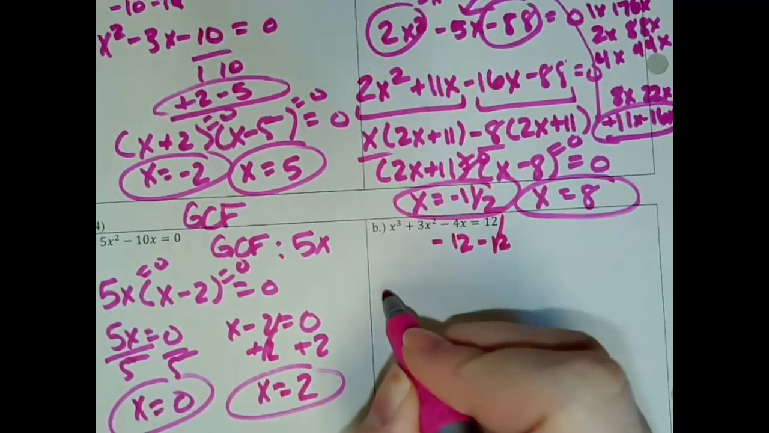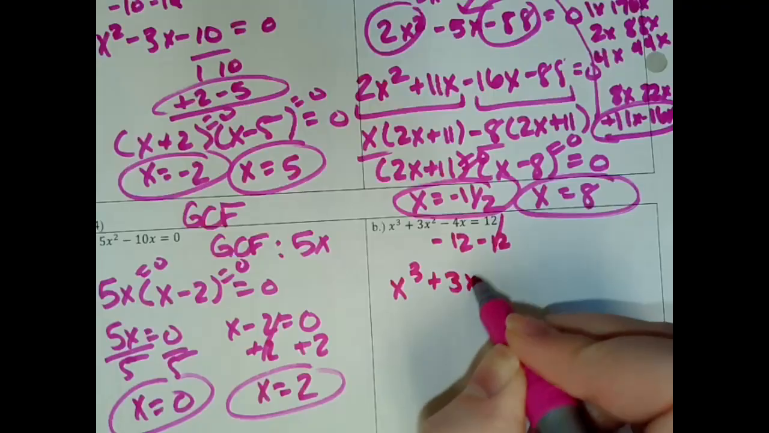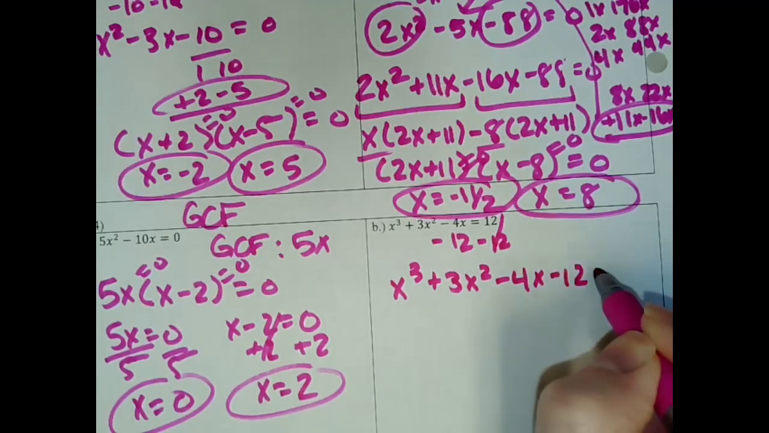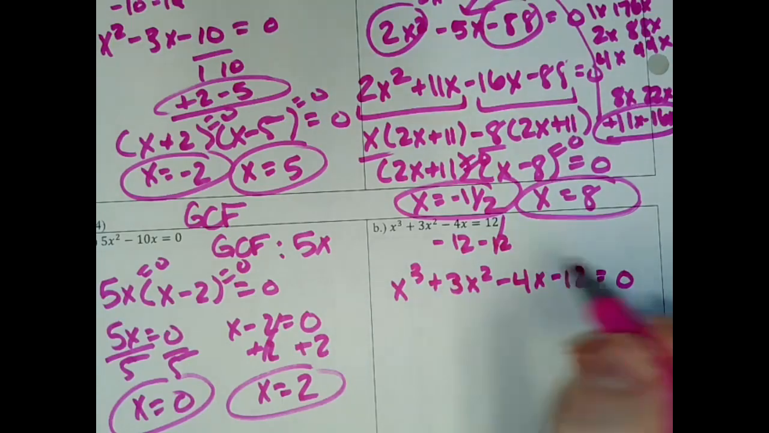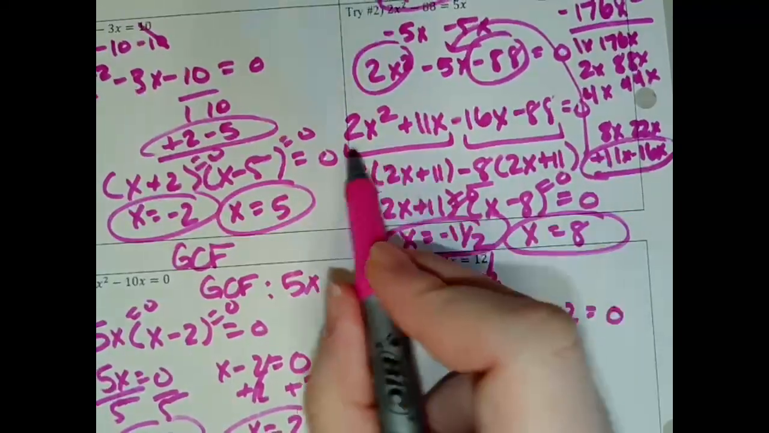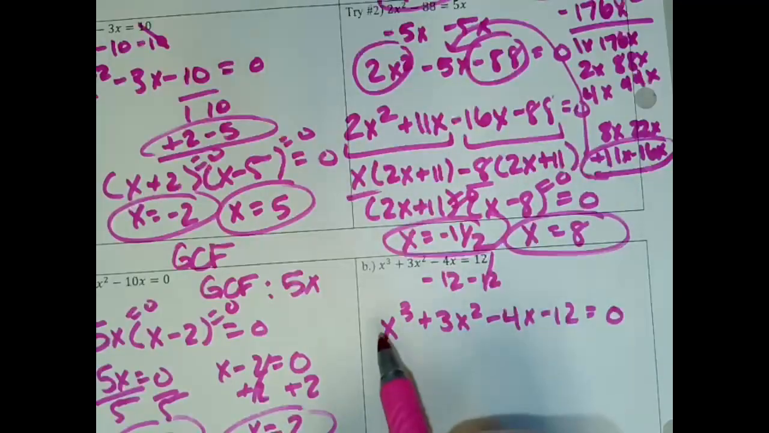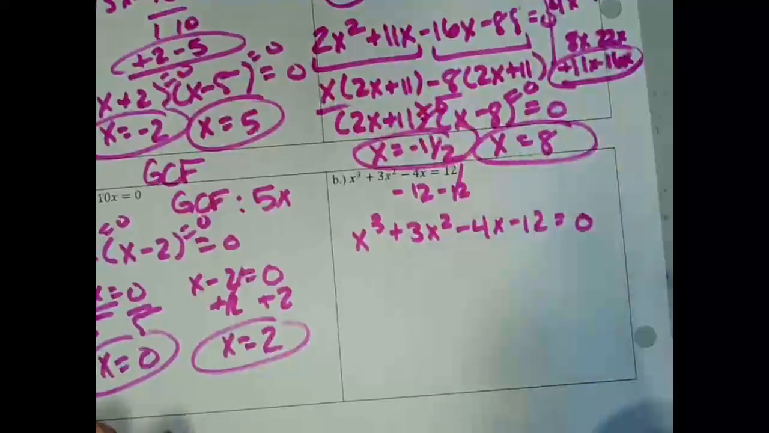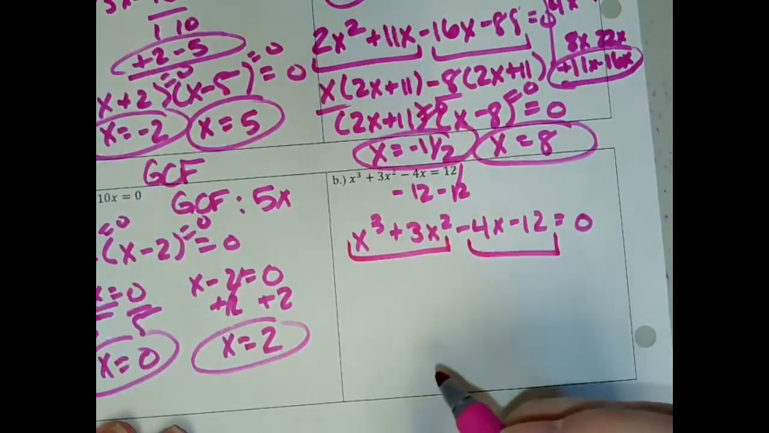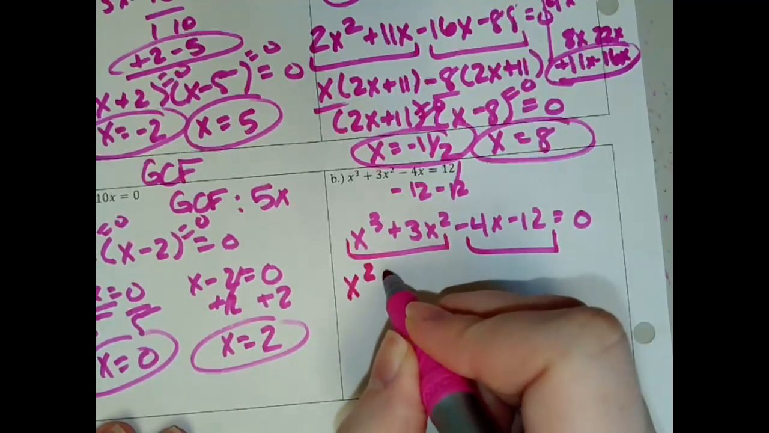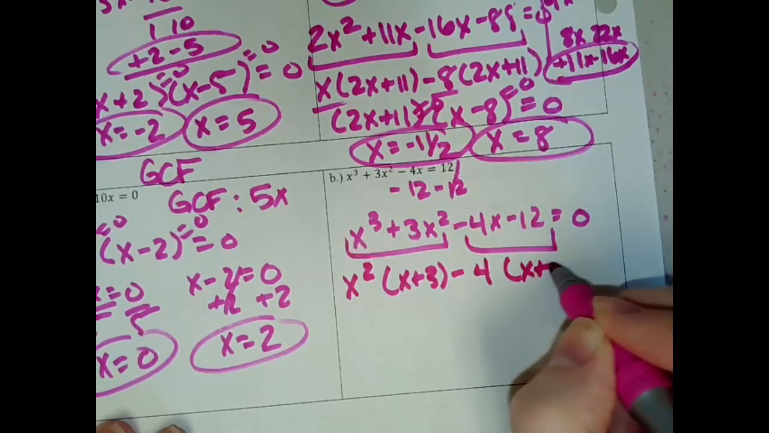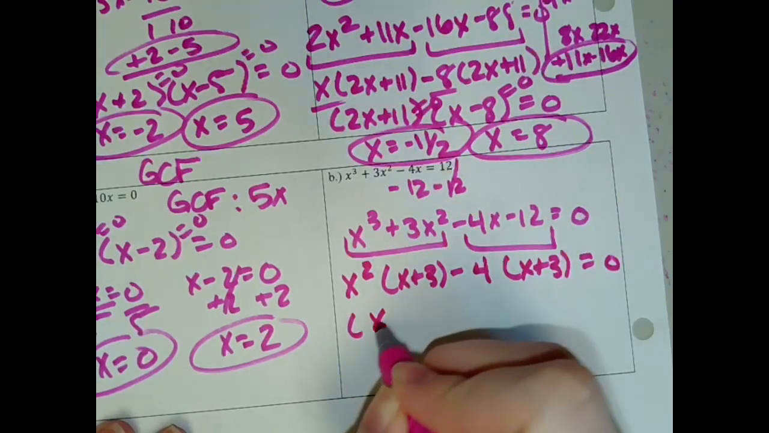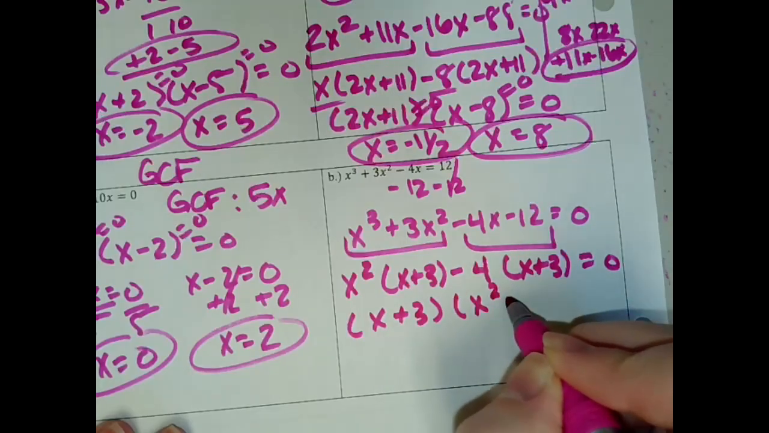For this one, it's not set equal to 0. I do have to move that 12 over. x cubed plus 3x squared minus 4x minus 12. Now this time I have a cubic. It's not a quadratic. So you might be thinking, how on earth do I factor this? It's 4 terms, guys. You just factored 4 terms right here. Anytime you see 4 terms, we're going to do that factoring by grouping. Group the first two, last two together. The GCF between these two is x squared, leaving me with x plus 3. The GCF between these is negative 4, leaving me with x plus 3. So the factored form is what they have in common times their GCFs.